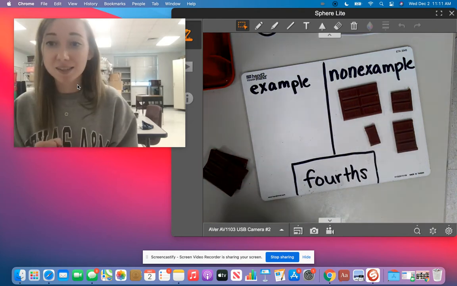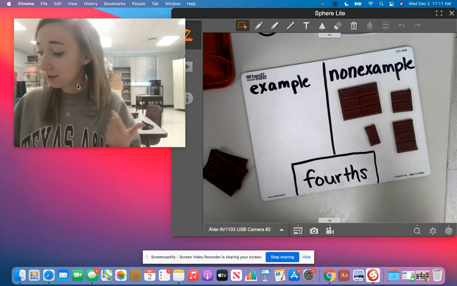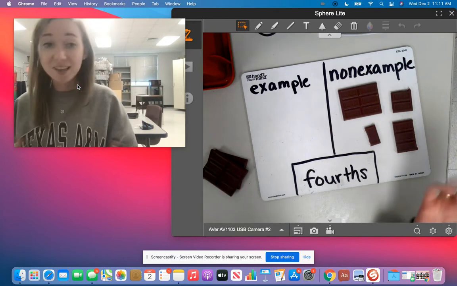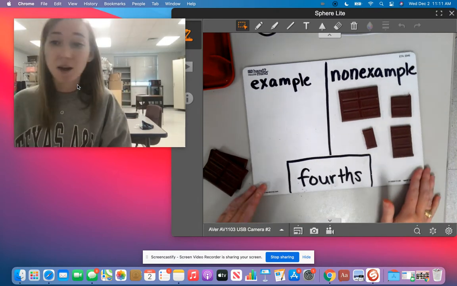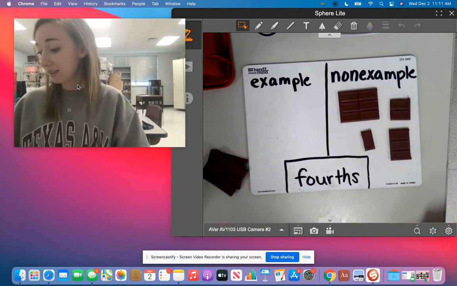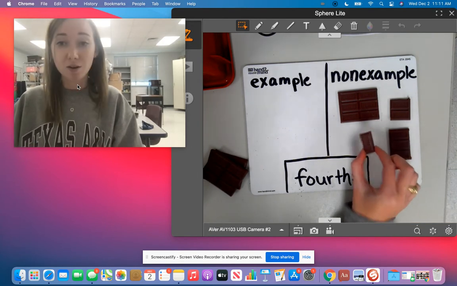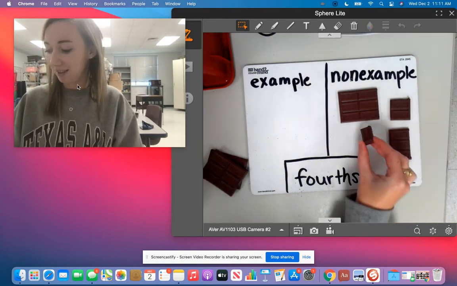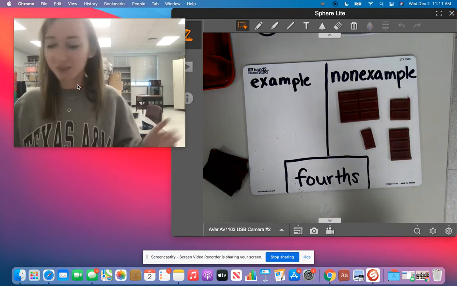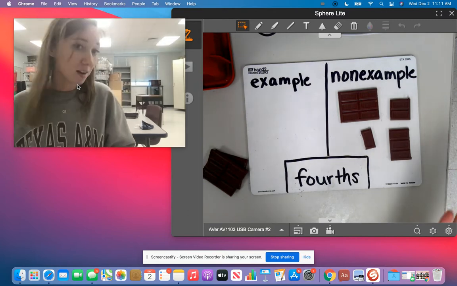I heard someone say that it's because they are not equal parts. And if you said that these are not equal parts, you are correct. They are not the same size. It would not be fair to split up a chocolate bar into 4 pieces to share with my friends if it looked like this. I would be very upset if I was the friend who got this little chocolate guy, right? So that would not be an example of fourths because it is not equal parts.